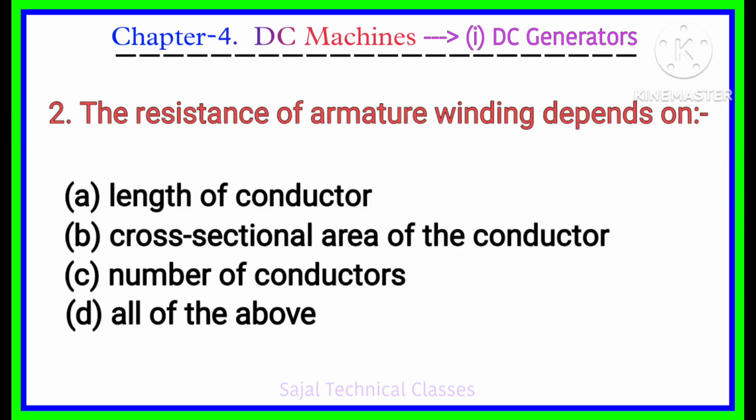Question number 2. The resistance of armature winding depends on option A length of conductor, option B cross sectional area of the conductor, option C number of conductors, and option D all of the above. Right answer option D all of the above.